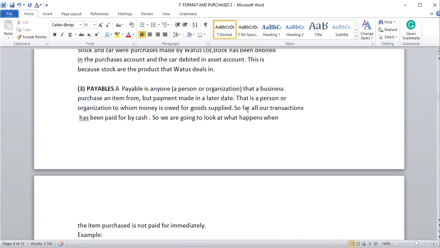So let us continue. For all our transactions so far, payment has been made by cash. Now let us look at an example where the item purchased is not paid for immediately.